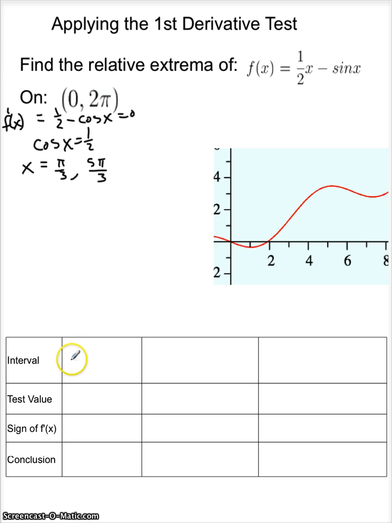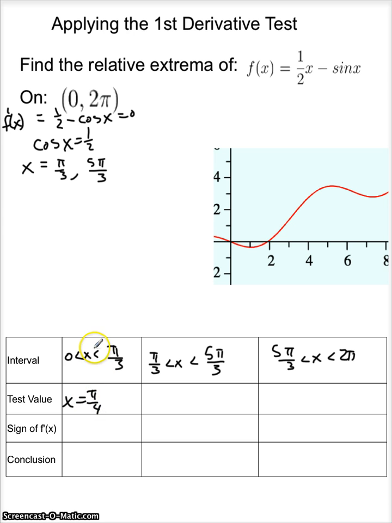The first interval is, let's say we start at 0, so it's going to be from 0 to pi over 3. The second interval is going to be between them, pi over 3 and 5 pi over 3. And then the last interval is going to be 5 pi over 3 to 2 pi. All right, so you can pick any value you want between 0 and pi over 3. So let's try x equals pi over 4.